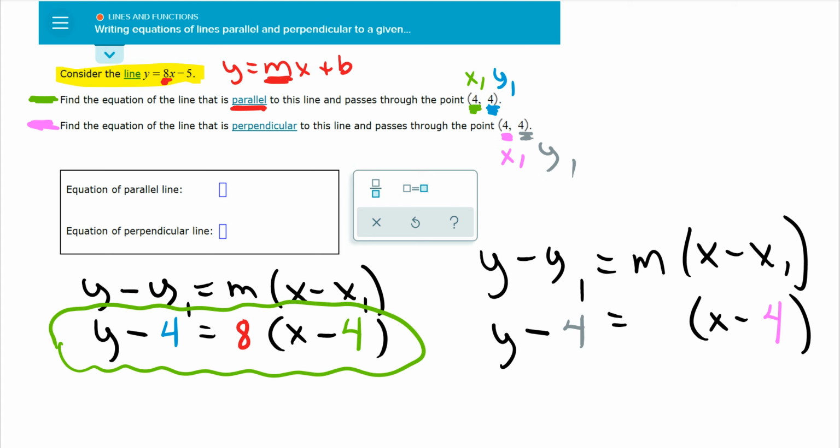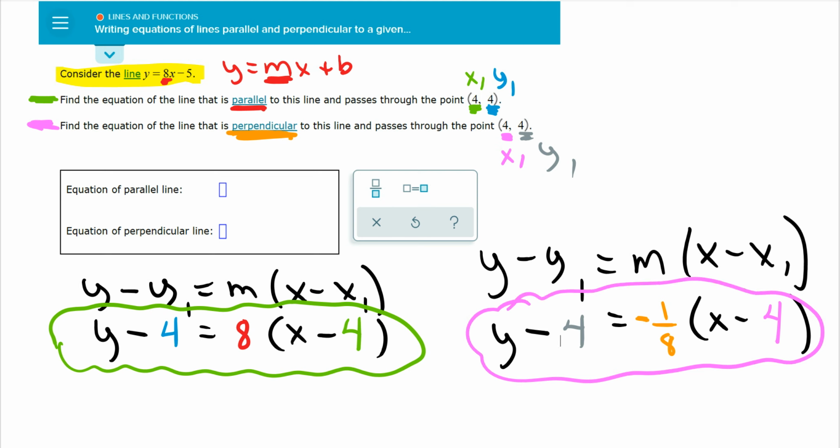Okay, this time they're telling me that my lines are perpendicular. So I need the opposite reciprocal of an 8. Well, the opposite of positive is negative, and the reciprocal of 8 is 1 over 8. And that is the answer I typed into Alex, and it was happy with it.